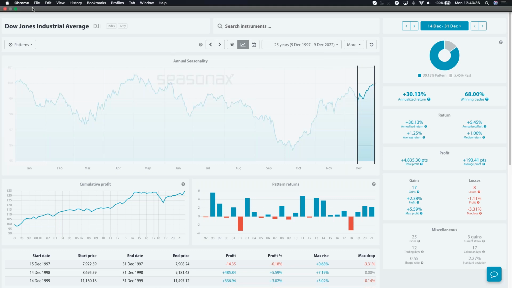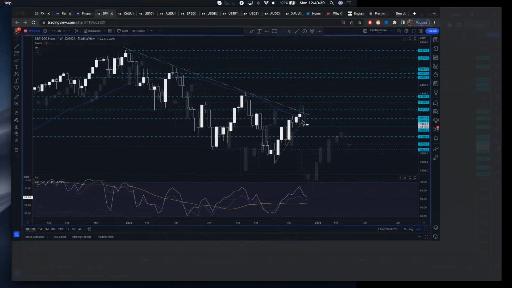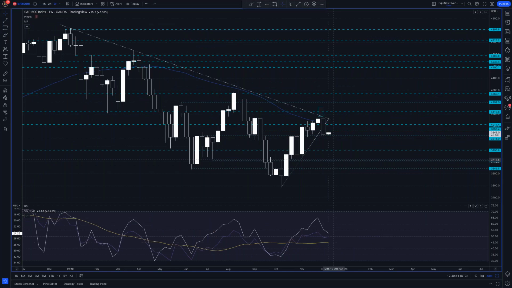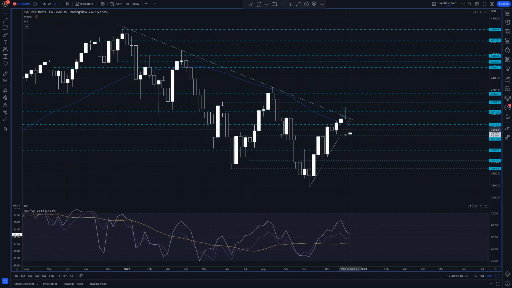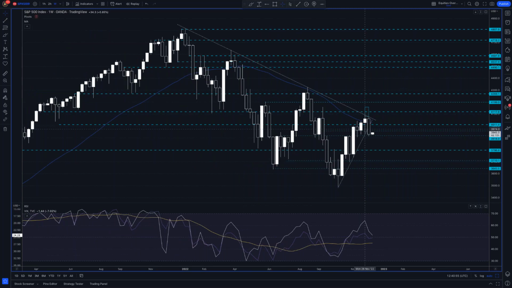So what that means, going back to our charts, is that if Jerome Powell is very dovish on Wednesday, then that could result in prices pushing above the overall trend line and maybe a retest of that 4,200, maybe even that 4,300 region. But remember, we've got the 200 moving average being rejected here.